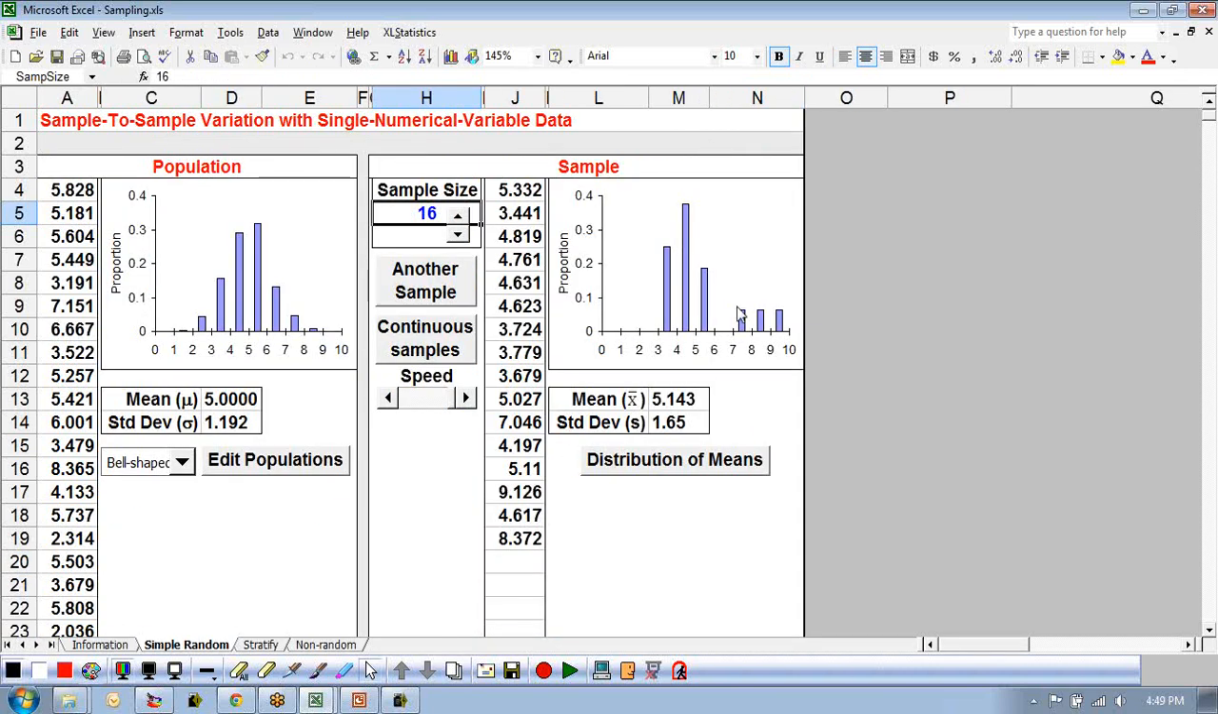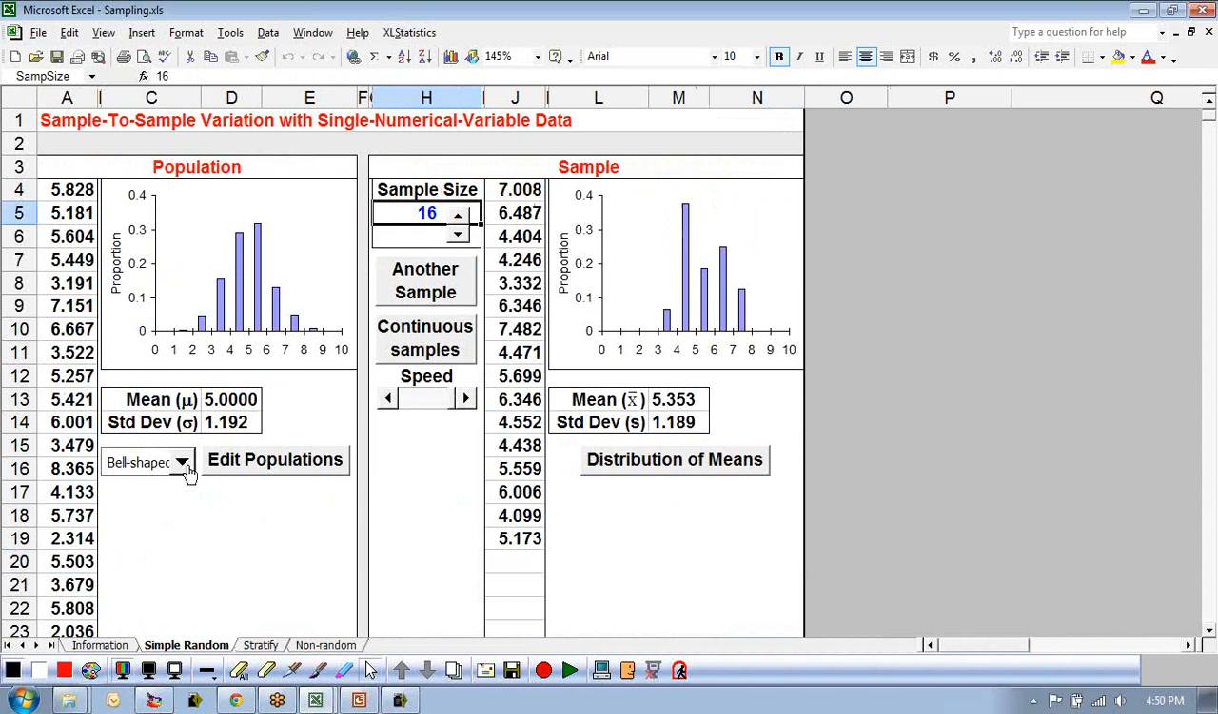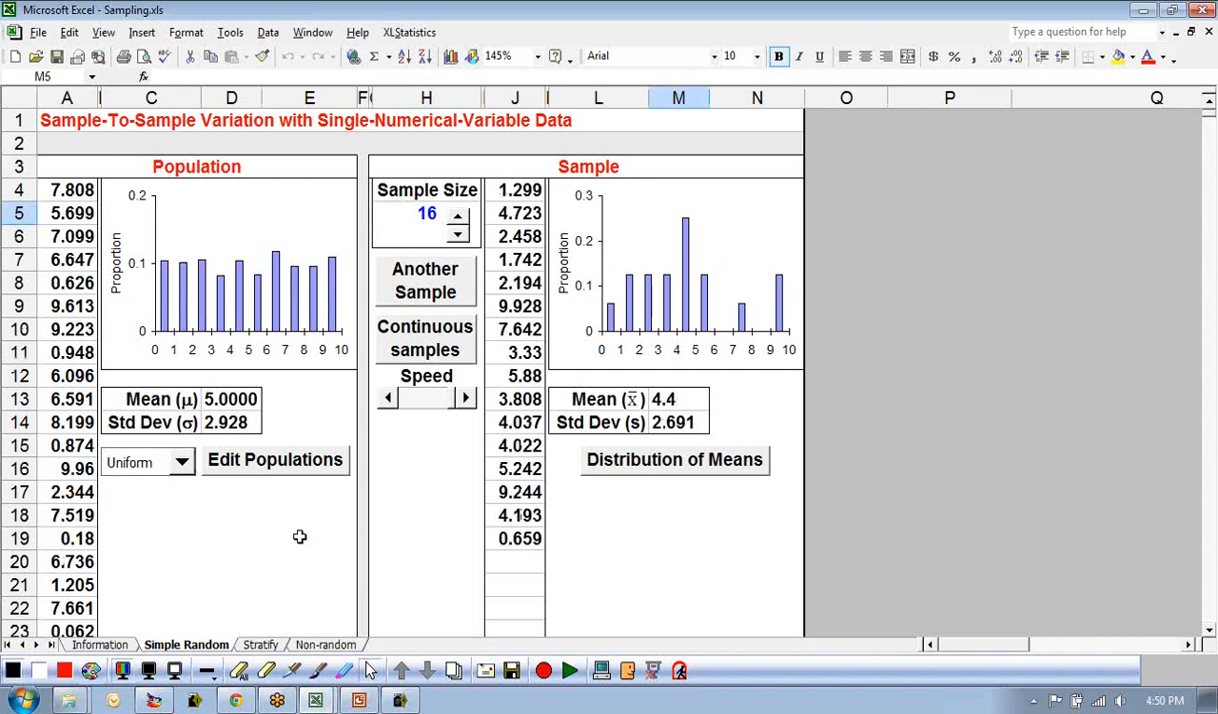Let me reset it, and we'll look at other distributions, because remember, the claim was that it was any distribution. So let's look at something that clearly is not normal. Nobody on Earth would say that's a normal distribution. In this case, we're looking at a mean of 5 and a standard deviation of basically 2.9, about 3. We'd claim that the sample mean would have a mean of 5 and a standard deviation of a little bit less than 1.